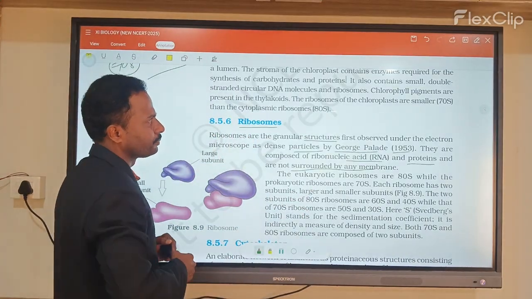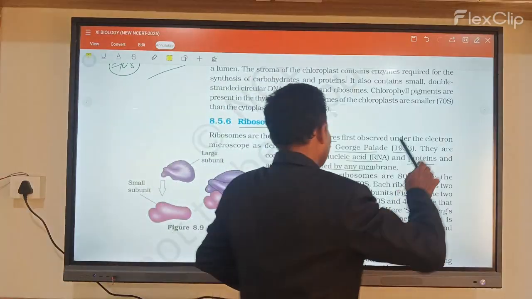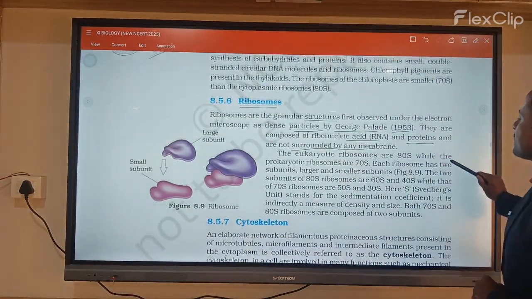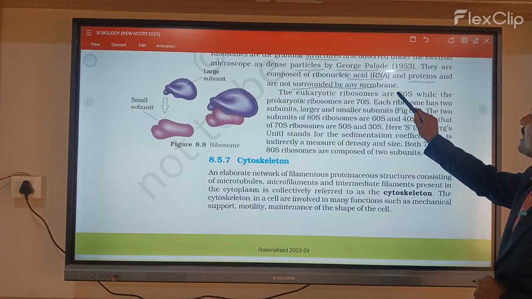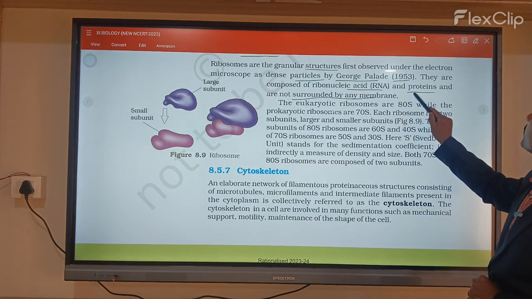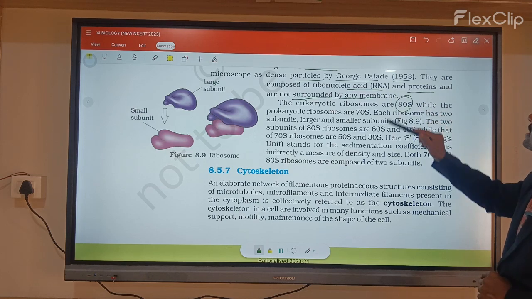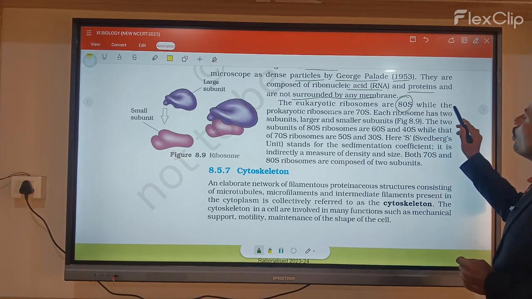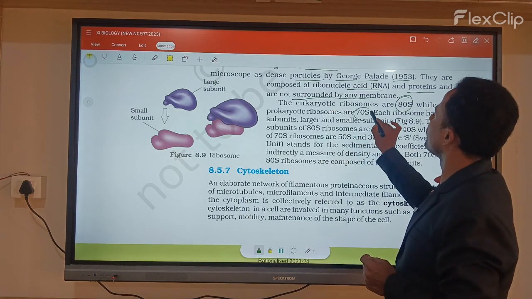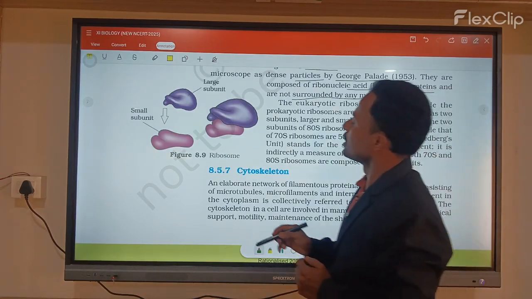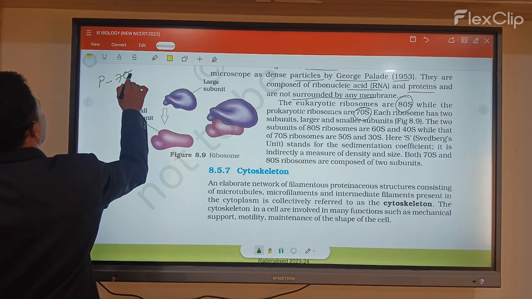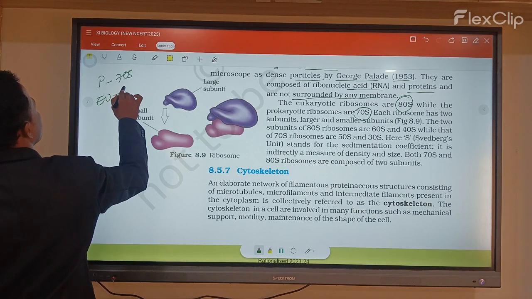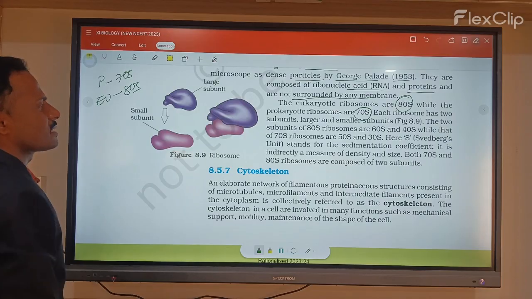Okay. Now, in eukaryotic cells, ribosomes are mostly the 80S type. While prokaryotic cells have 70S ribosomes. So mostly prokaryotes have 70S, and eukaryotes have 80S type ribosomes.